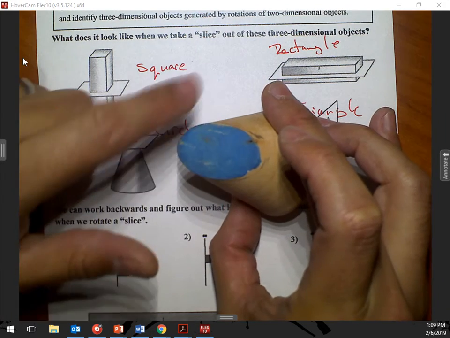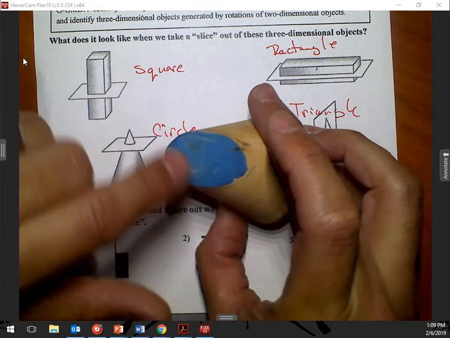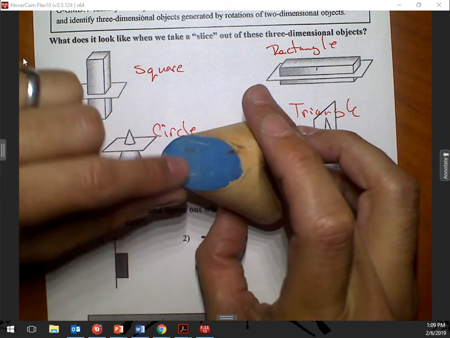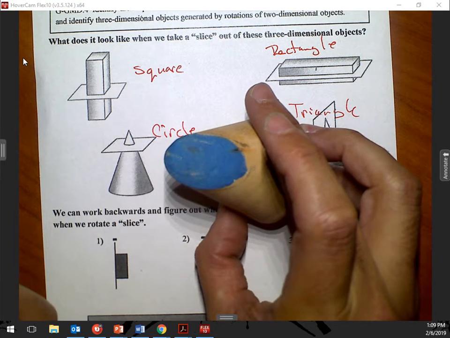Listen, mathematically, we use the term ellipse. Ellipse. Okay? Oval is the same as ellipse. Ellipse.